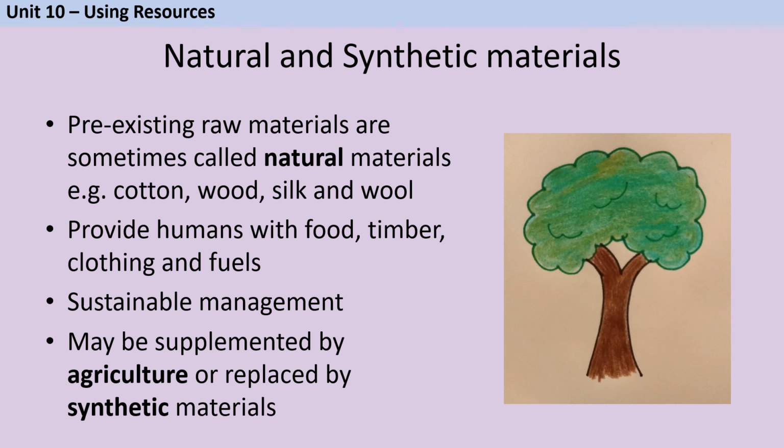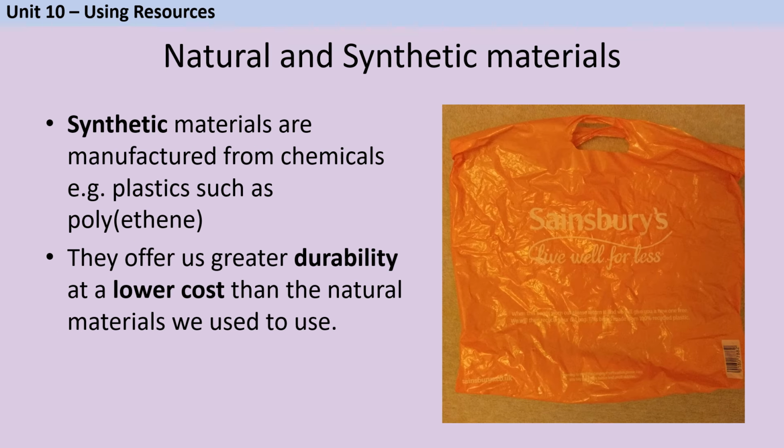In some instances, natural materials have been replaced with synthetic materials, which are manufactured from chemicals. This includes making artificial versions of products that already naturally occur, like synthetic diamonds from carbon or synthetic fabrics that replace things like cotton or wool. Or it could include making a completely new material, like making plastics from crude oil. Synthetic materials offer greater durability, which means that they last longer and they don't break down as quickly, at a lower cost, and this can help to protect the limited supplies of natural materials.